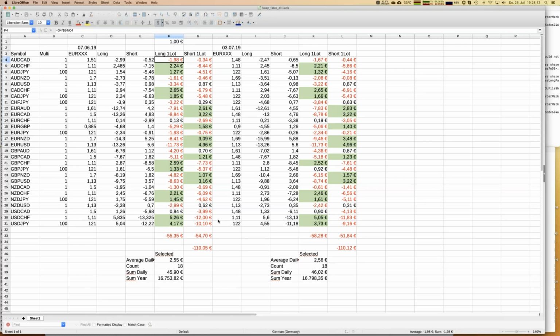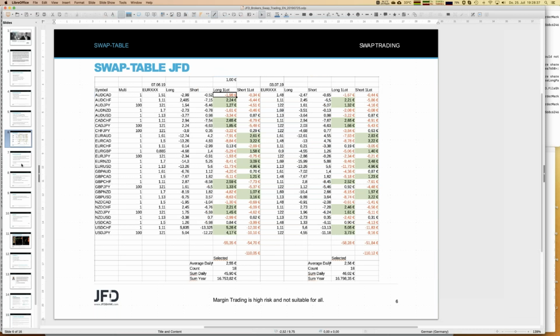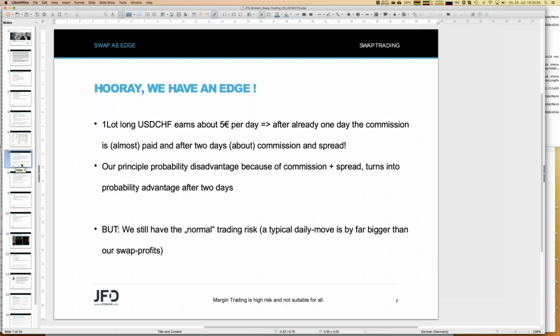We don't have to update that table on a daily basis in order to see, oops, something which earned 5 euros per night shows up all of a sudden with -5. No, that will not happen. It's a slow process. Okay, so if you have the table, you know already one idea what we can do in order to really get something out of our positive swap values.